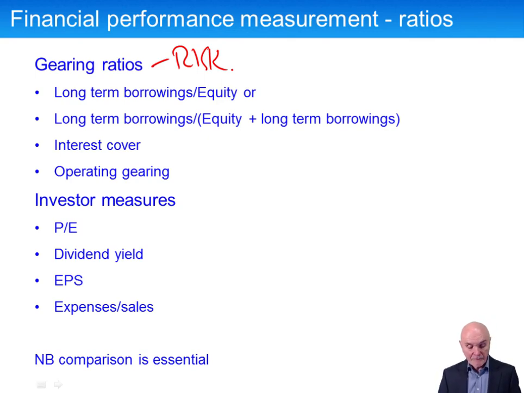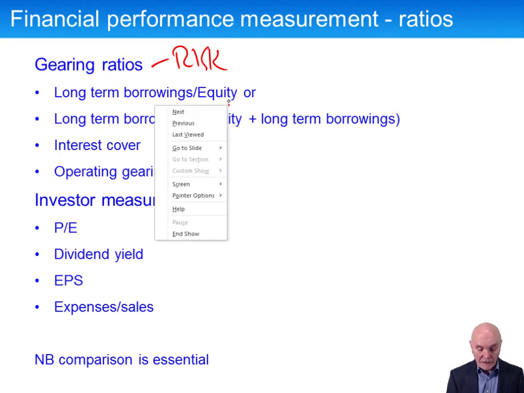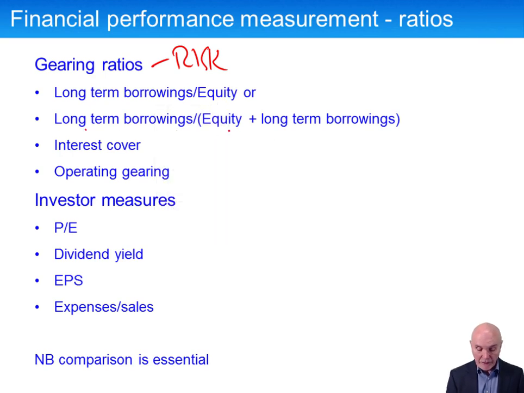And the common ones, the gearing ratio, is either long-term borrowing over equity, or it can be long-term borrowing over equity plus long-term borrowings. It doesn't matter which is used, as long as you are consistent from one year to the next. So basically, debt over equity, book values, or debt over equity plus debt, book values in all cases.